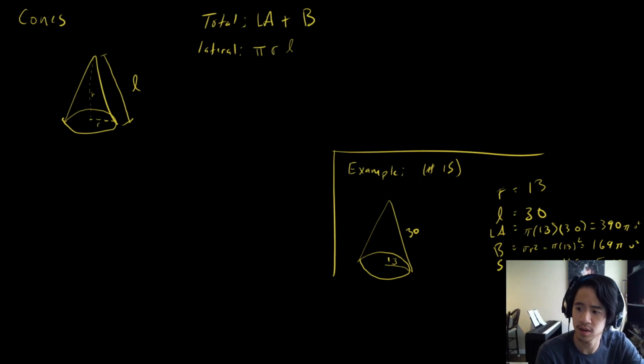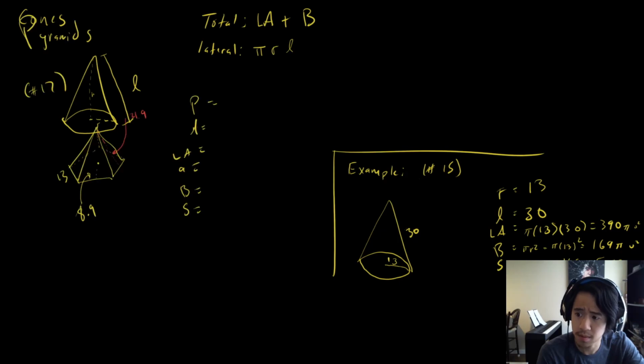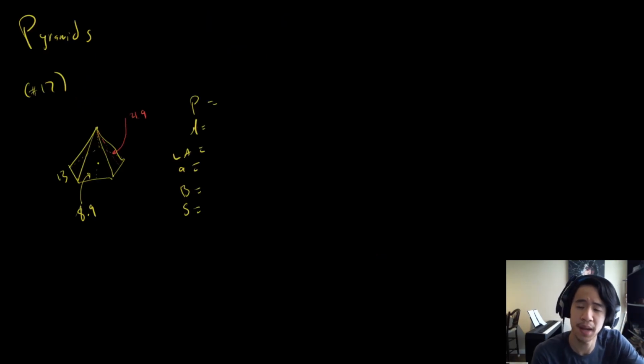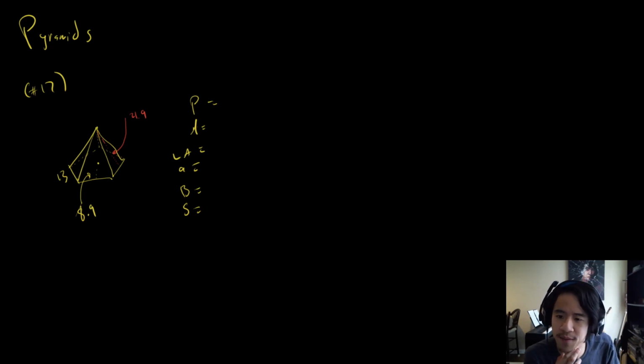All right, let's go ahead and go on to the next example. We've got a pyramid here. So how are we going to do a pyramid? I'm just going to do example number 7 for you. Let's go ahead and find that perimeter, that's what it's first asking us for. This is going to be the perimeter of our base. Right now I have a pentagonal pyramid.